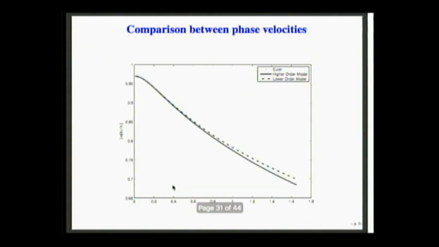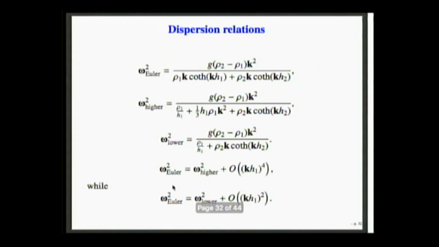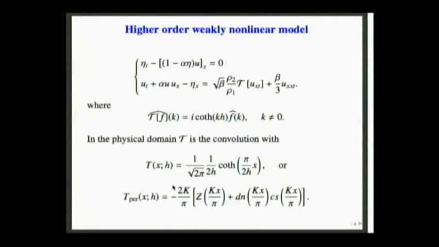Just to show both in the small wave number, large wave numbers, this one, there are two that are very similar, Euler and the higher order model, and the lower order model, the original from Choi and Camassa here. Also in the dispersion relations, we can compare the order of approximation, and the higher order, of course, is better.